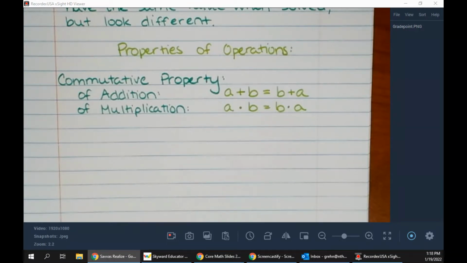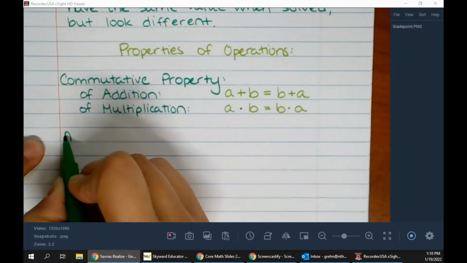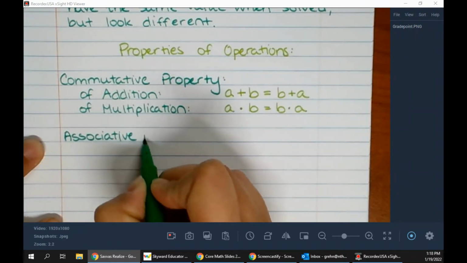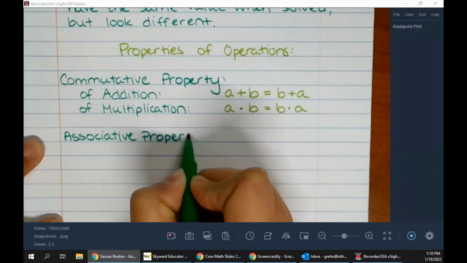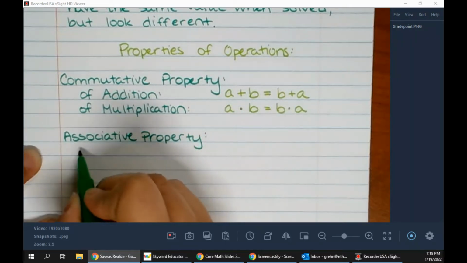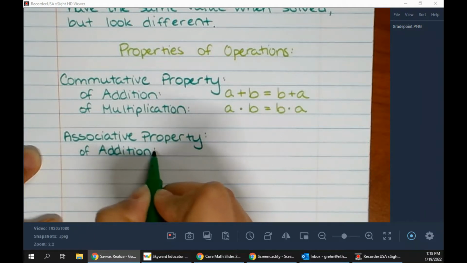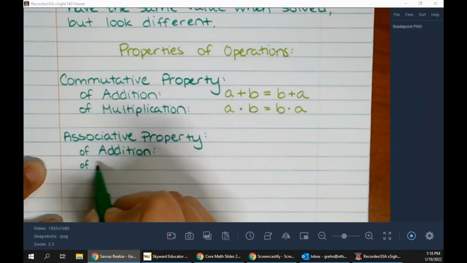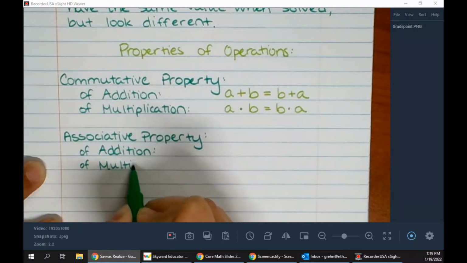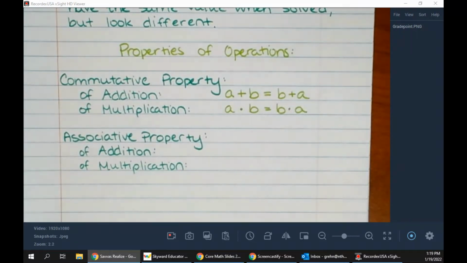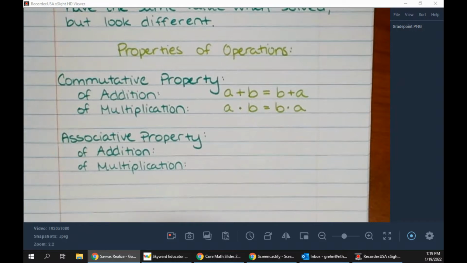Okay, the second property we're going to look at is called the associative property. And again, this works with addition and multiplication, but not subtraction or division. So the associative property has to do with grouping numbers together.